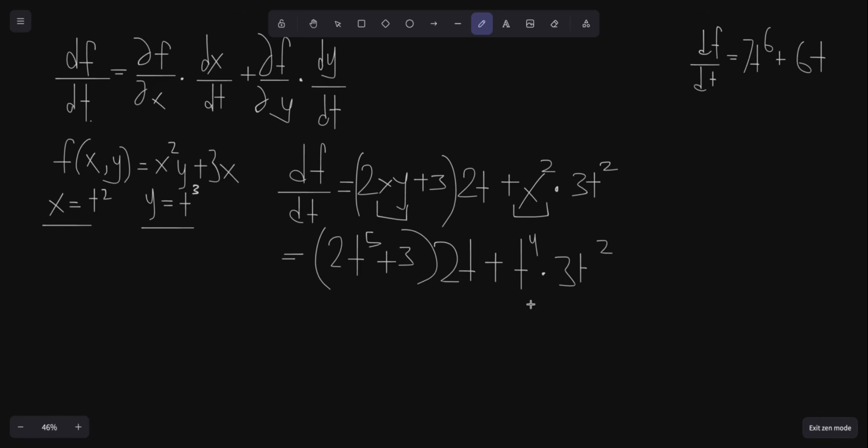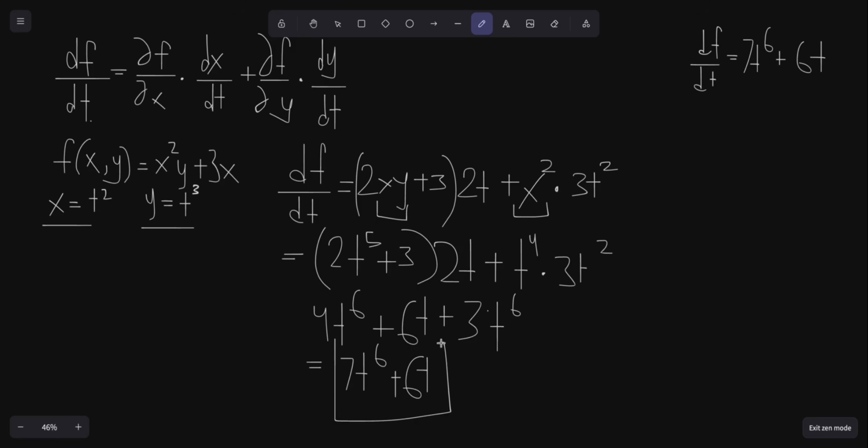So if we multiply everything out, we're going to get 4t to the 6th power plus 6t plus 3t to the 6th power. So we end up with 7t to the 6th power plus 6t. And notice how that's the exact same answer as I did with just direct substitution.